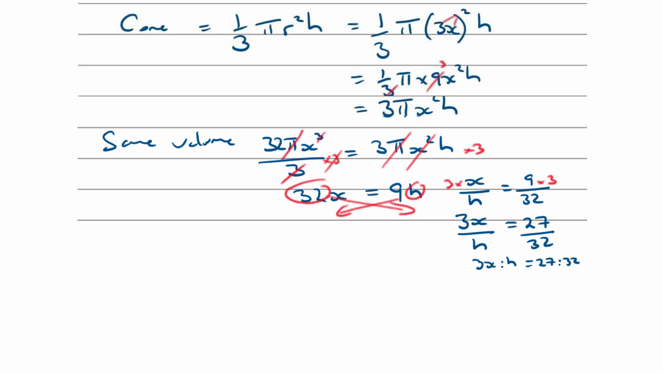Do I need to give it any form? No, just need to be as integers. So they're both as integers, aren't they? So the ratio of 3x to h is 27 to 32. So that's my final answer then, 27 to 32. A bit tricky, that one.